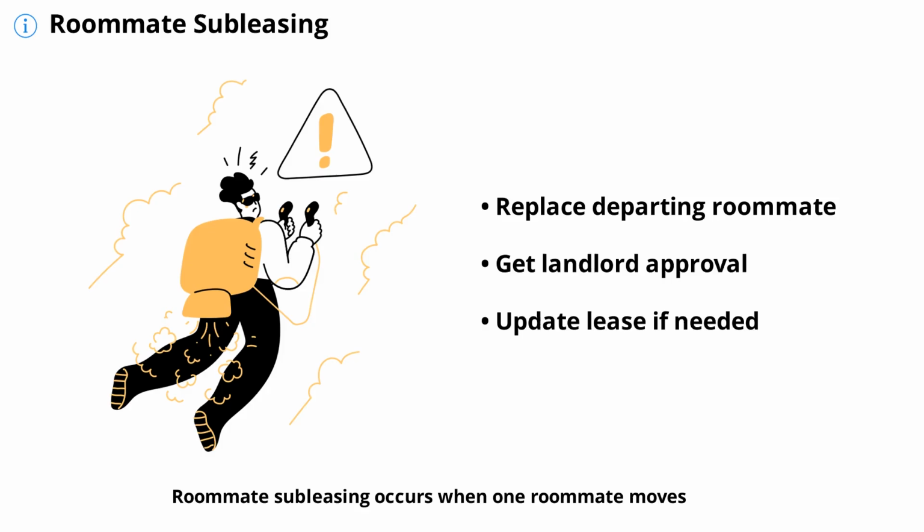Roommate subleasing occurs when one roommate moves out and another person takes their place. The remaining tenants may sublease the room to a new person, but it's important to get the landlord's approval and update the lease if necessary. Clear communication among all roommates and the landlord helps ensure a smooth transition and avoids conflicts.